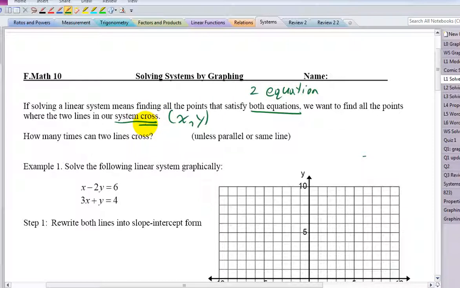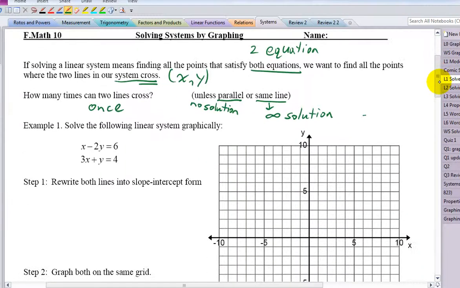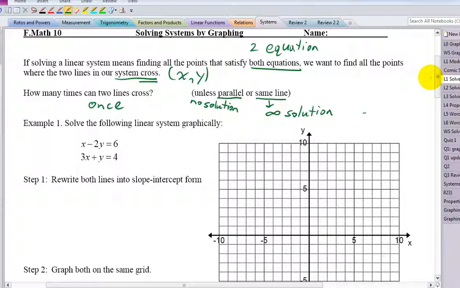Okay, so where the two lines cross. Lines can only cross once, just to let you know. However, if you have parallel lines, then you'll have no solution because they will never cross. Or, which you're going to find out in a couple of days, if you have the same line, then you have infinite solutions because they're crossing forever, all the time. They're constantly crossing. They're the same line. And that kind of brings up an interesting response to your system as well.